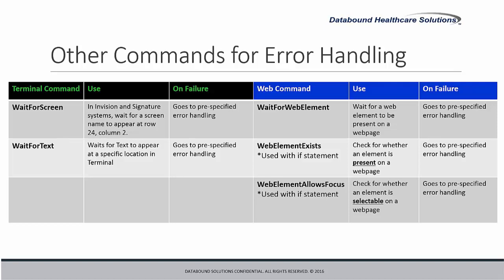And I'll remind you again that wait for text is necessary for MS4. We can't use wait for screen. But it does the same exact thing. It waits for some text to appear at a specific location. If it doesn't find it, it goes to a specific label that you've told it to with the on error command. And same thing for wait for web element.